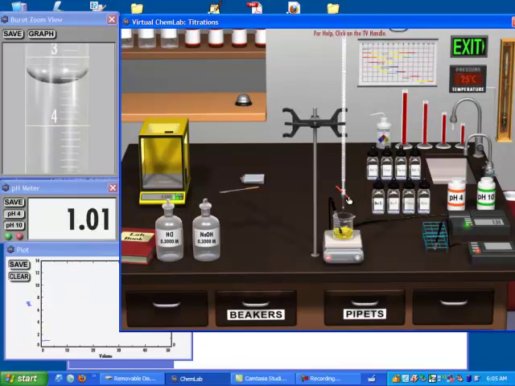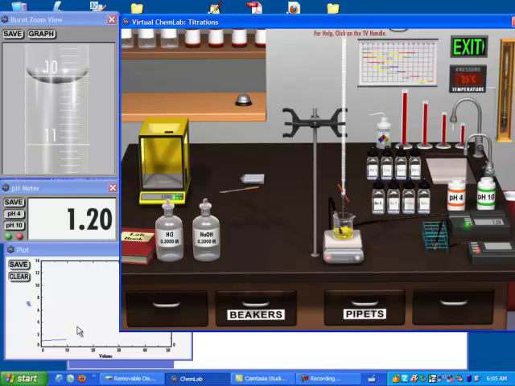Okay, and again, I don't really care about precision here, so I'm going to let it flow out a little bit, just so I can get a much better graph. Now, in your experiment, you've got to be much more exact than this, okay, because you want to make sure you record exact volumes and exact pHs.